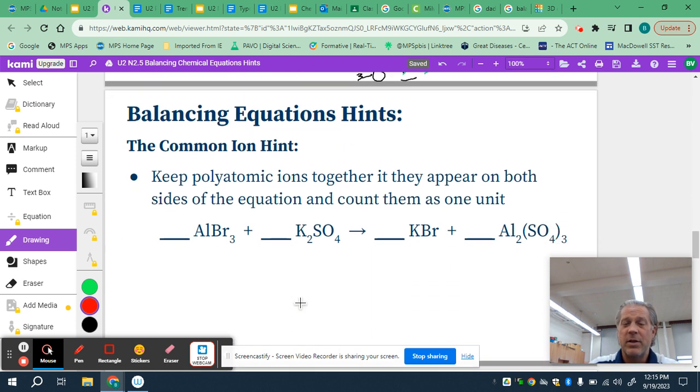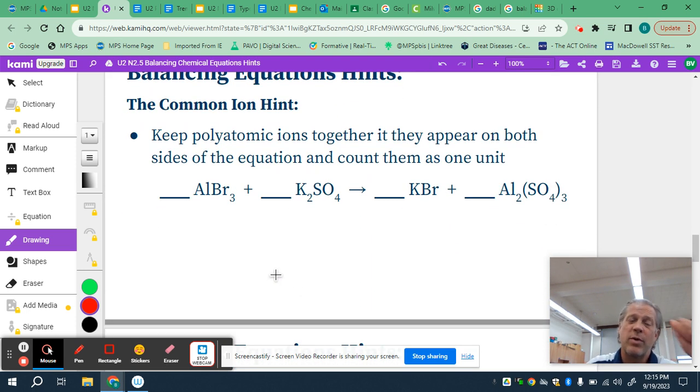The next hint is something that we call the common ion hint. When I say something is a polyatomic ion, a lot of times it'll show up in parentheses. So here is something that's in parentheses. And to try to make our lives a little bit easier, I'm going to put parentheses around this one. So if you have something in parentheses and I have SO4 here and SO4 on the product side, if they're the same polyatomic ion and they're on both sides of the equation, we can treat them as one unit. So instead of saying I have 1 S and 4 O's, I can say I have 1 SO4.